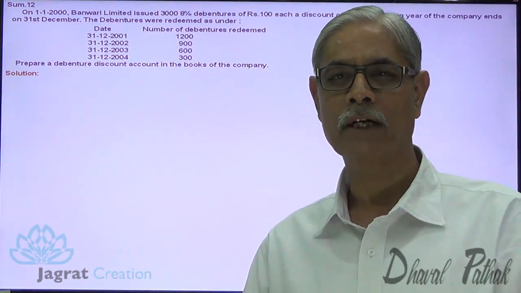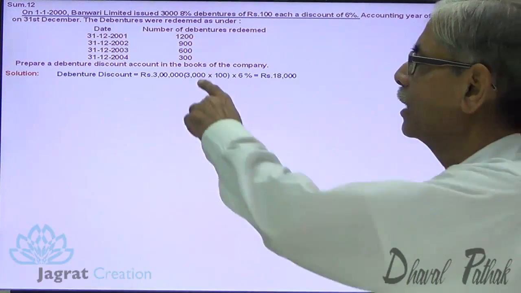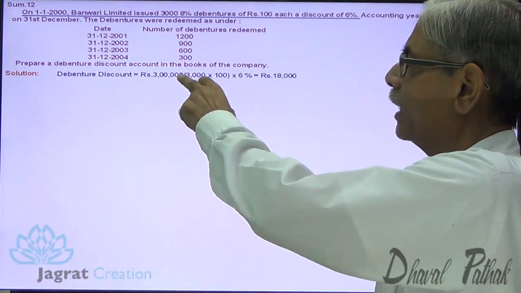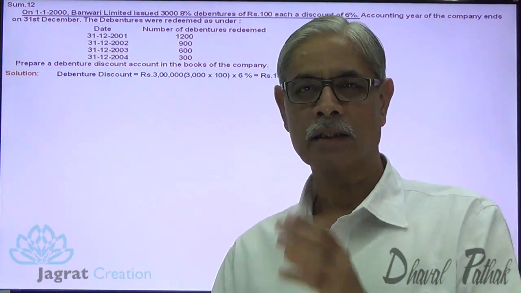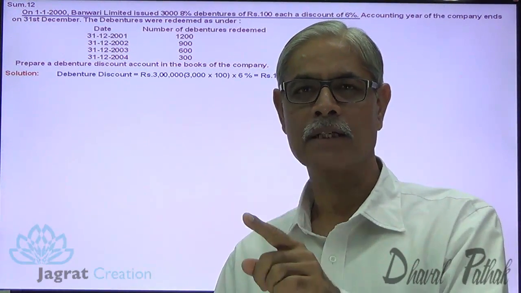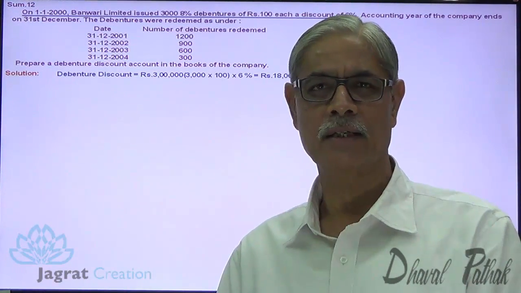Let me first find out the debenture amount and the debenture discount. 3,000 debentures of rupees 100 is 3 lakhs. 3 lakhs into 6%, 18,000 is the discount. The other mode of calculating: discount per debenture is 6, number of debentures are 3,000, 3,000 into 6, 18,000 discount.